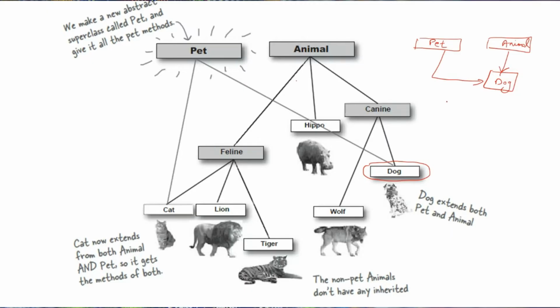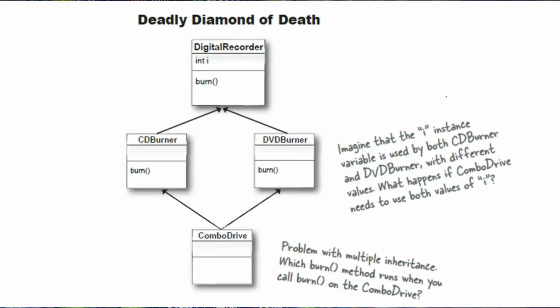And what problem can multiple inheritance cause? Let's try to see. For that, I'm taking a different example to explain the severity of multiple inheritance. For example, you have a base class.